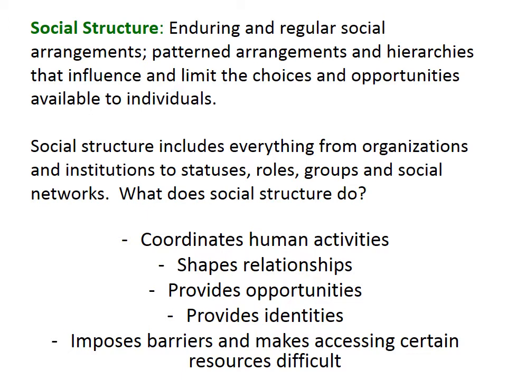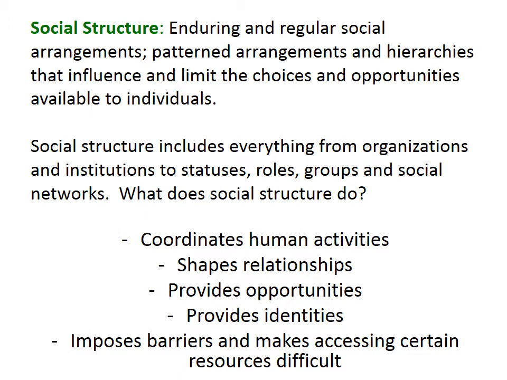We define social structure as enduring and regular social arrangements, or to go a little deeper, patterned arrangements and hierarchies that influence and limit the choices and opportunities available to individuals. Once again, social structure is abstract. It's not something that we can taste or smell or touch, but it is fairly all encompassing. Social structure includes everything from organizations and institutions to things such as statuses, roles, groups, and social networks. We're going to talk about all of these different elements of social structure here.